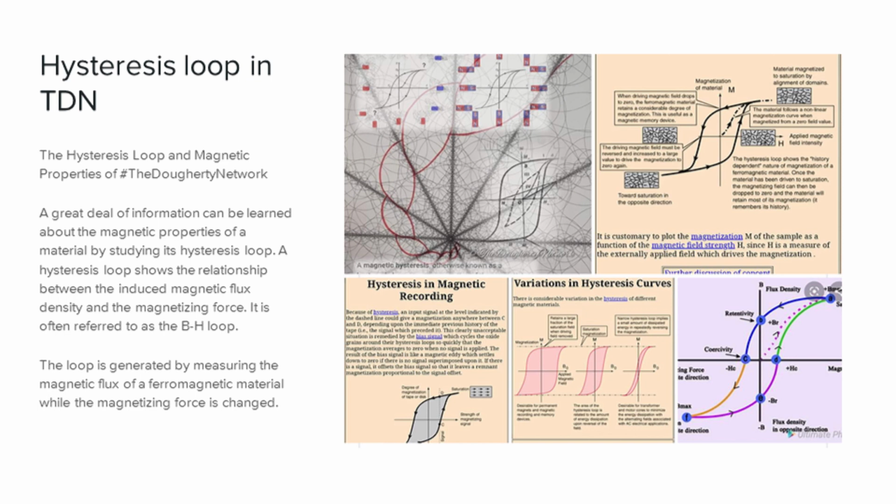A great deal of information can be learned about the magnetic properties of material by studying its hysteresis loop. A hysteresis loop shows the relationship between the induced magnetic flux density and the magnetizing force. It is often referred to as a BH loop. The loop is generated by measuring the magnetic flux of the ferromagnetic material while the magnetizing force is changed.